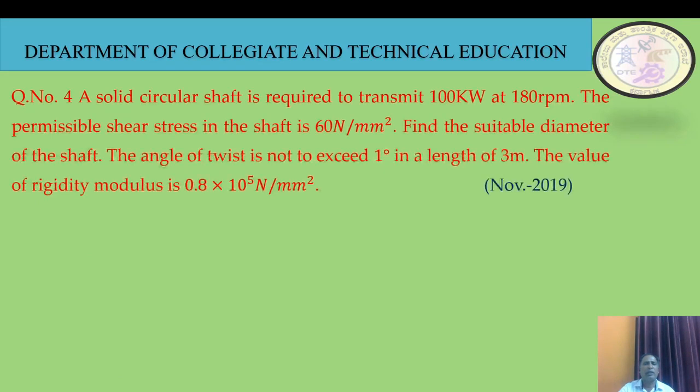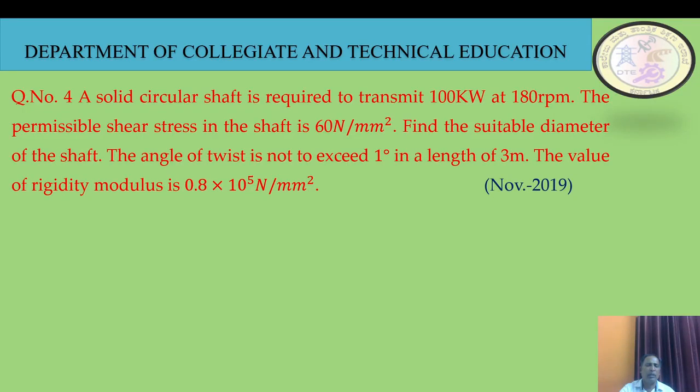And the last problem is a solid circular shaft is required to transmit 100 kilowatt at 180 rpm. The permissible shear stress in the shaft is 60 Newton per mm square. Find the suitable diameter of the shaft, and the angle of twist is not to exceed 1 degree in a length of 3 meter, and the value of rigidity modulus is 0.8 into 10 raised to 5 Newton per mm square. This problem is asked in the year November 2019 for 10 marks.